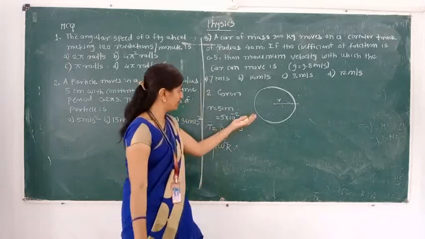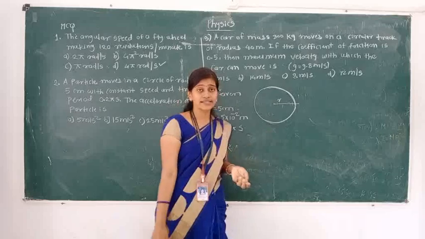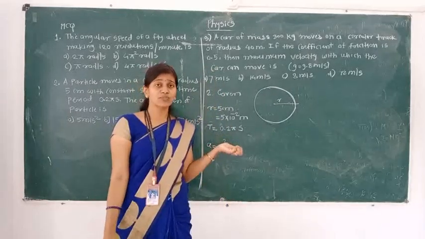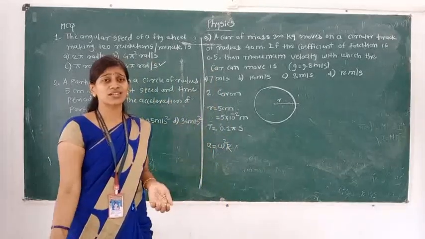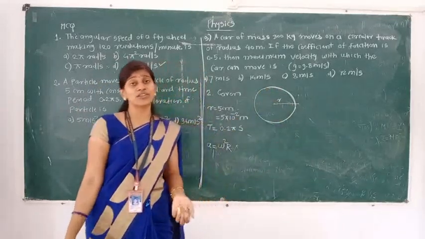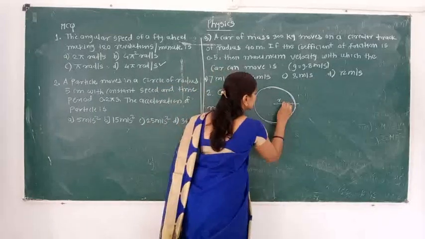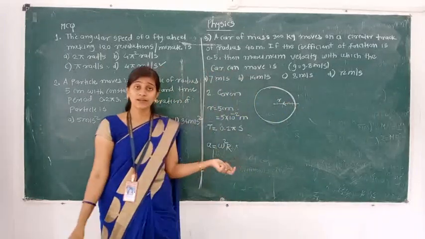Now see there, the particle is revolving in a circle. That circle radius is given there. Here circular motion is there, which means we know circular motion is the motion of an object along the circumference of a circle with a fixed radius. So in this case, whatever acceleration there is, that acceleration is directed toward the center.